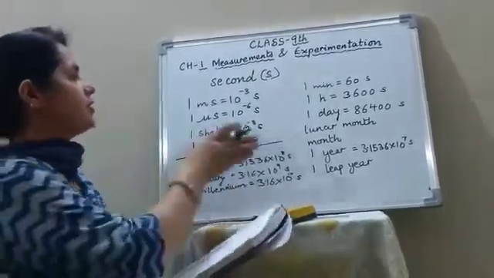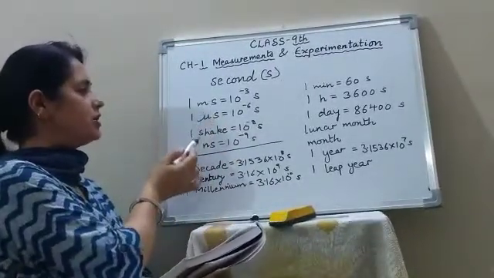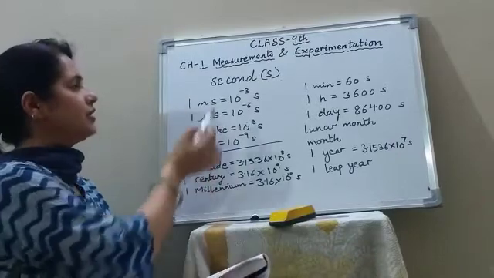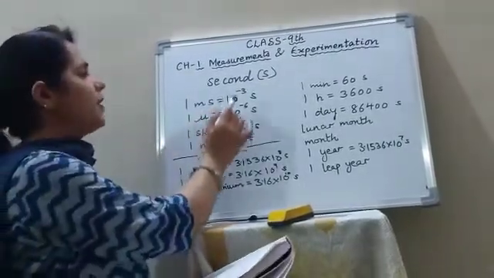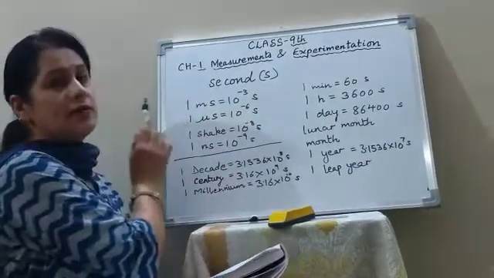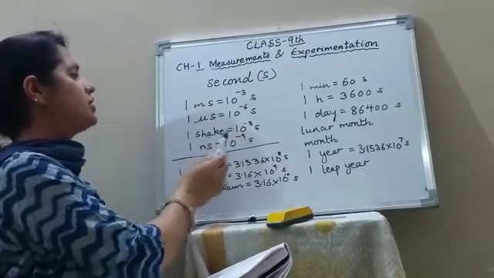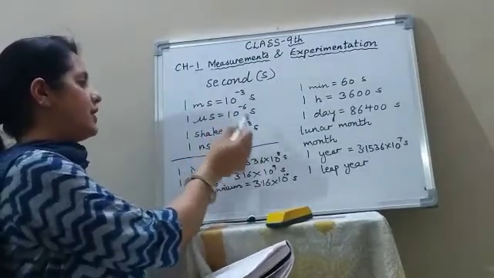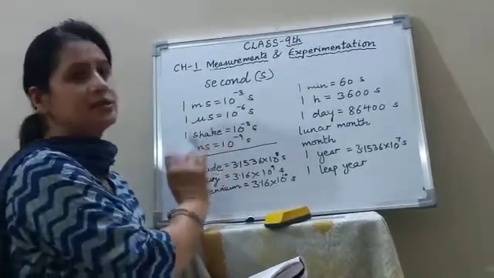The other units of time are millisecond, microsecond, shake and nanosecond. These are the smaller units of second. 1 millisecond is 10 to the power minus 3 seconds. 1 microsecond is 10 to the power minus 6 seconds. 1 shake is 10 to the power minus 8 seconds. And 1 nanosecond is 10 to the power minus 9 seconds.